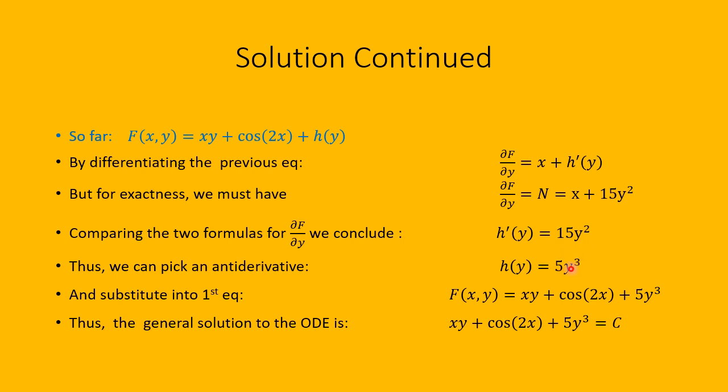So now we know what h(y) has to be, so we can plug it back into our expression for the function f(x,y). F(x,y) is x times y plus cosine of 2x plus 5y cubed. Since the general solution to the differential equation is capital F(x,y) equals an arbitrary constant, we have that this expression equals an arbitrary constant. No matter what constant we pick, we get an implicit solution. Actually, we might not if it turns out to be an equation that has no points in its graph.